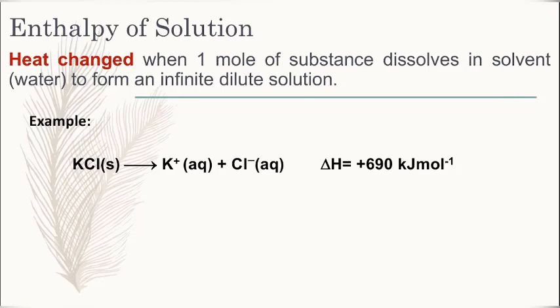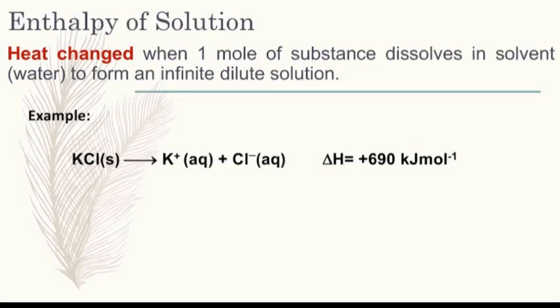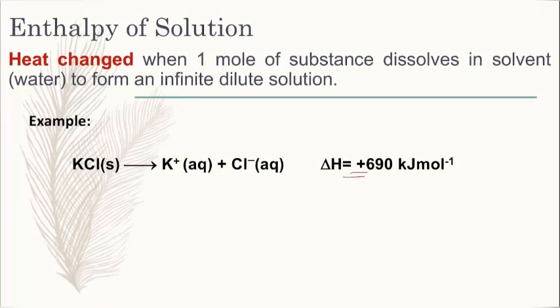If you recall from your previous knowledge, when a substance is dissolved in water, it will dissociate to form aqueous ion. This is an example. Solid potassium chloride will dissociate and form aqueous potassium ion and chloride ion, and the enthalpy of this process is called the enthalpy of solution. In this process, an amount of 690 kJ per mole of heat has been absorbed. Why do I say that it is absorbed? The value of enthalpy here is positive. That means that the heat is absorbed in this process.